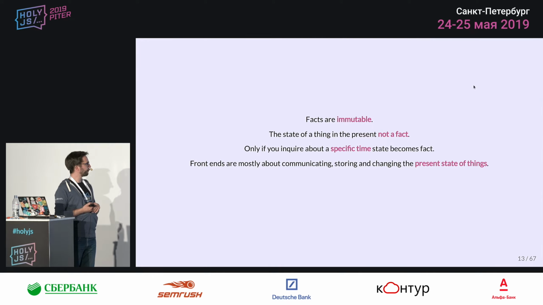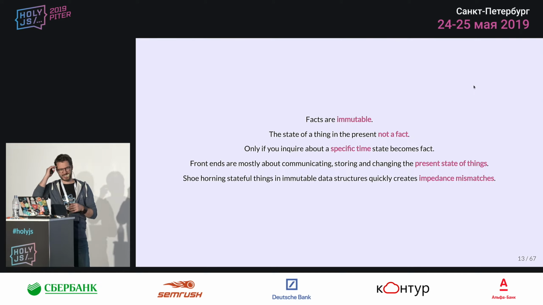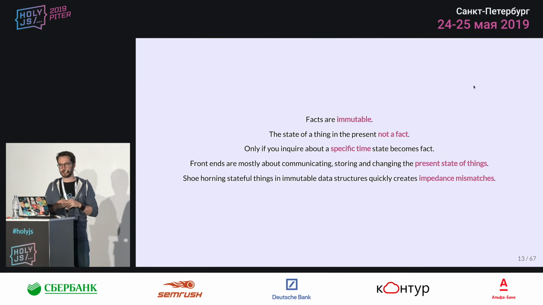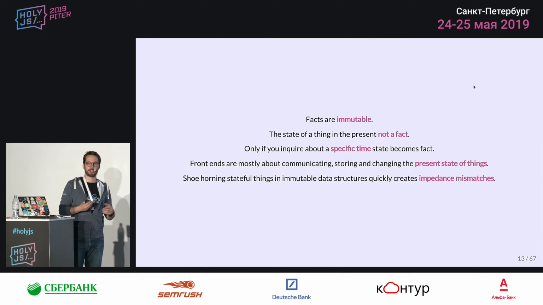However, frontends are mostly about communicating, storing, and chasing the present. That's what we usually are interested in. So I think it follows from that that sometimes shoehorning stateful things into immutable data structures creates those impedance mismatches. Because technically we make them immutable, but on a conceptual level, we say things like we toggle it or we move it. These are all verbs which describe a state change.